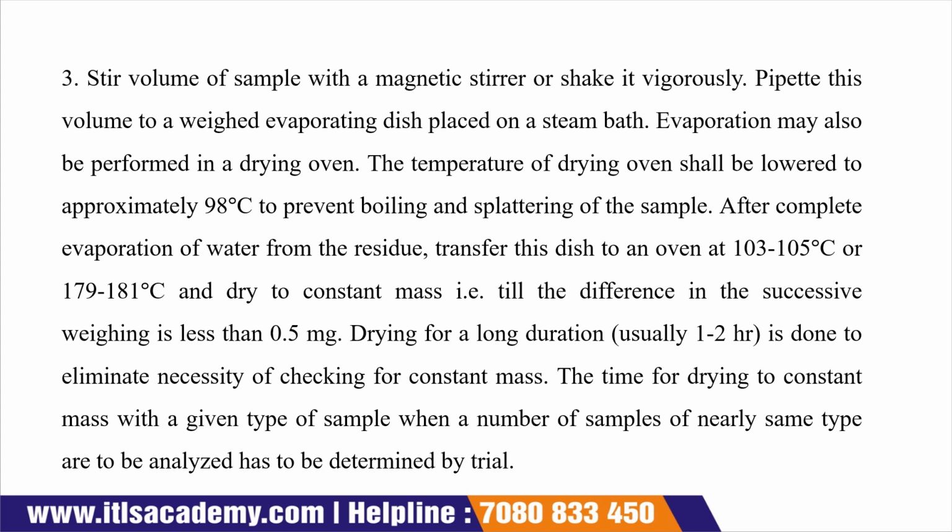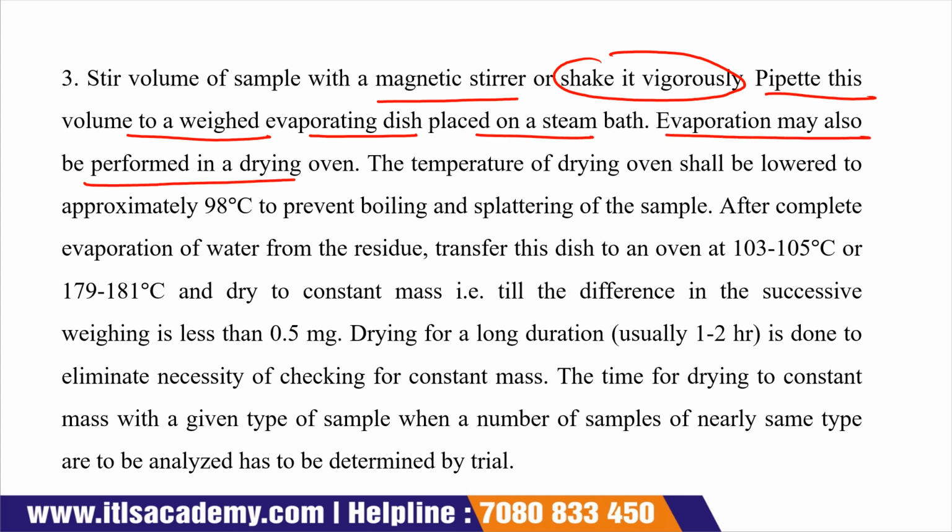Now, stir the volume of sample with a magnetic stirrer or shake it vigorously. Now, pipette this volume to a weighed evaporating dish and place it into a steam bath. Evaporation may also be performed in a drying oven. Now, the temperature of the drying oven should be in the range of 98 degrees Celsius, so that it will prevent the boiling and spitting of the sample.